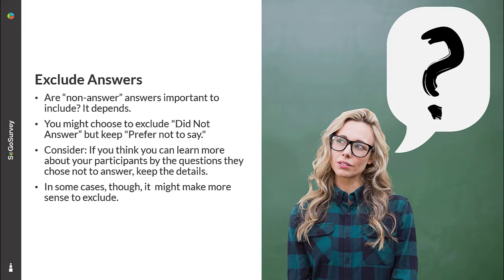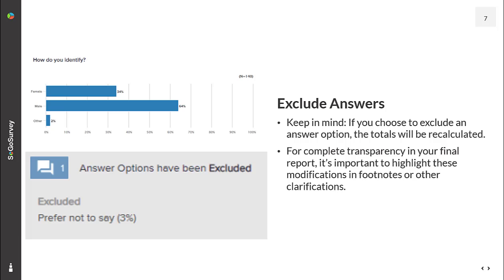Exclude answers. Are non-answer answers important to include? Well, it depends. You might choose to exclude did not answer, but keep prefer not to say. Consider if you think that you can learn more about your participants by the questions they chose not to answer, keep the details. In some cases, though, it might make more sense to exclude. Keep in mind if you choose to exclude an answer option, the totals will be recalculated. For complete transparency in your final report, it's important to highlight these modifications in footnotes or other clarifications.